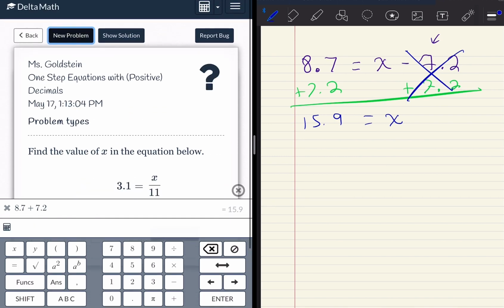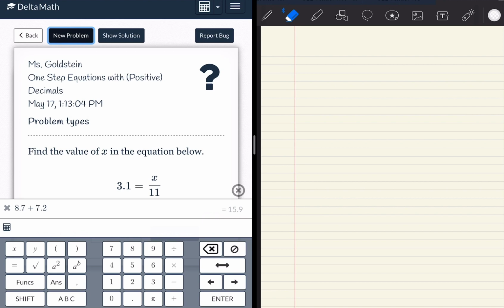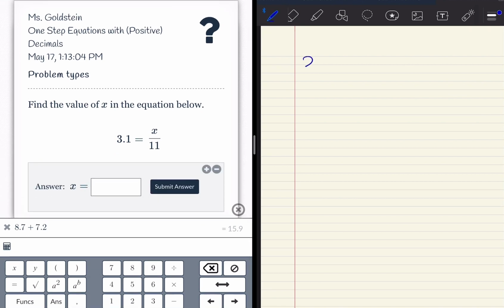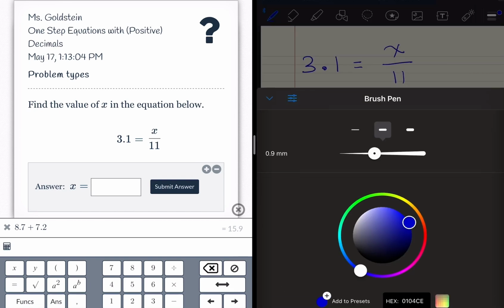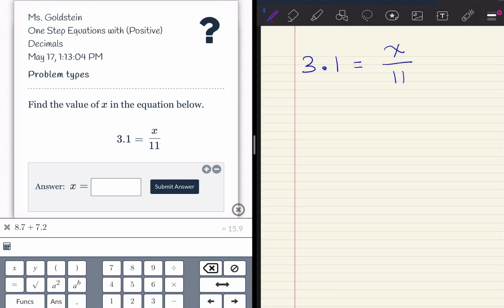Let's do one more. Here we have 3.1 equals x divided by 11. I want to get x by itself. Right now, it's being divided by 11. The opposite of dividing by 11 is multiplying by 11. So I'm going to use parentheses to show that I'm multiplying, and whatever I do on one side, I do to the other. So my opposites cancel. I bring down x, and I'm just worried about this side, which was 11.